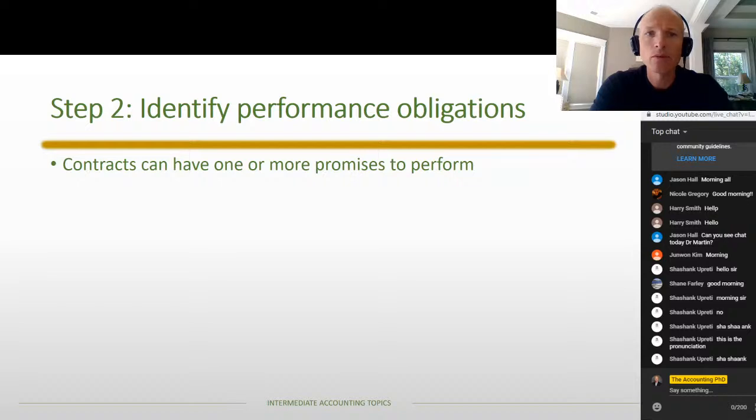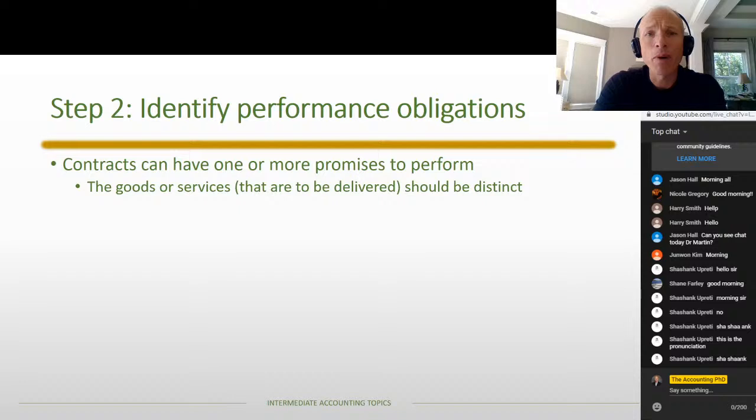All right, step 2. Identify performance obligations. There can be one or more promises to perform under the contract. If possible, under the new standard, they prefer that goods or services be distinct. In other words, if there are multiple deliveries, they really want those to be distinct within the contract.